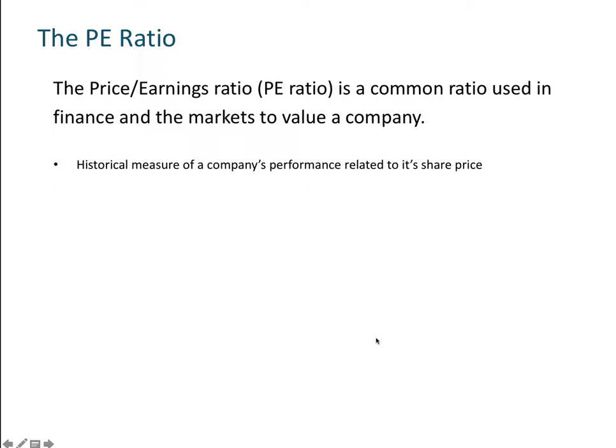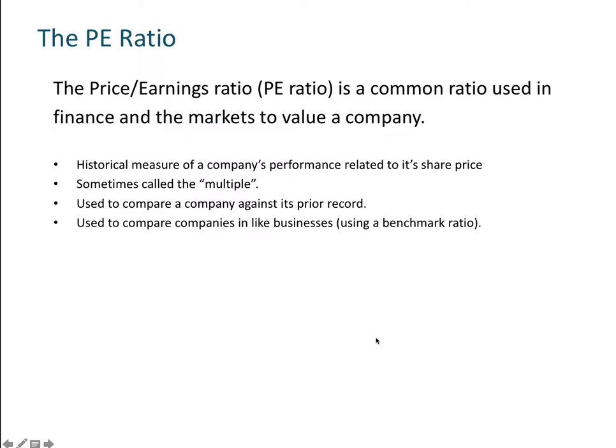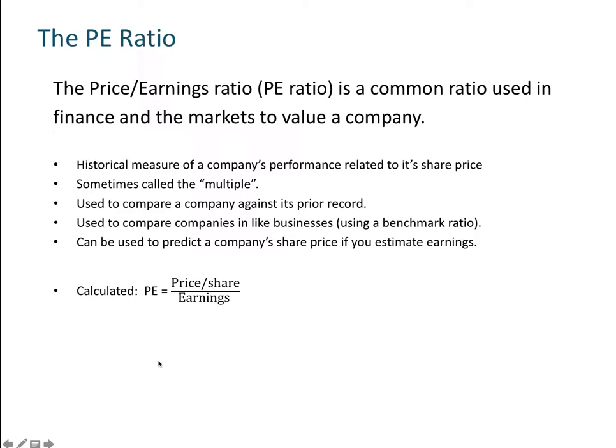It's a historical measure of the company's performance, sometimes called the multiple, because we multiply this PE ratio by something to get another value. You can use it to compare the company against its prior record or to other companies in like businesses. You can also use it to project the share price, which is what we're going to do in this example. It's easily calculated: price per share over the earnings per share gives you your PE.